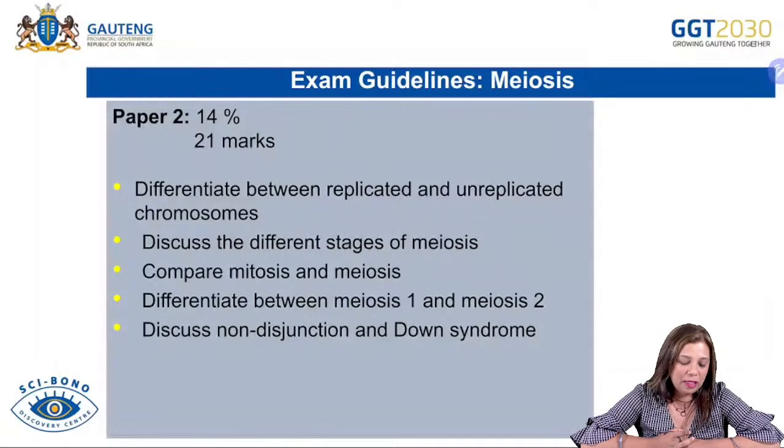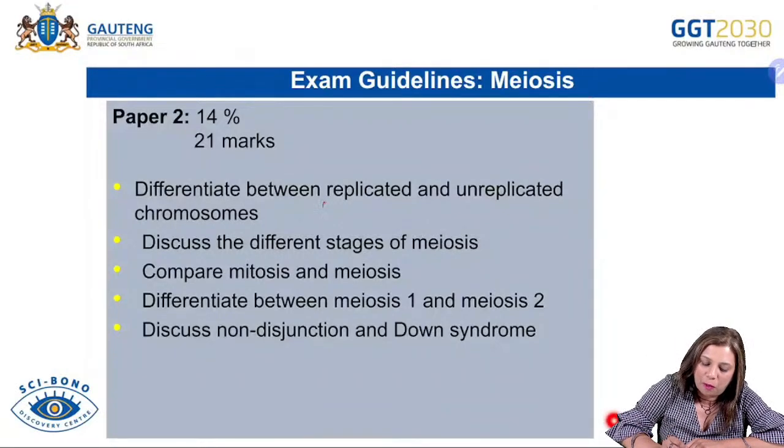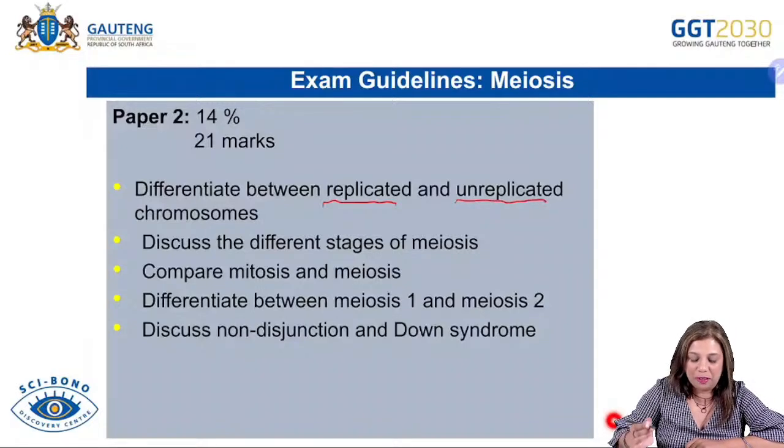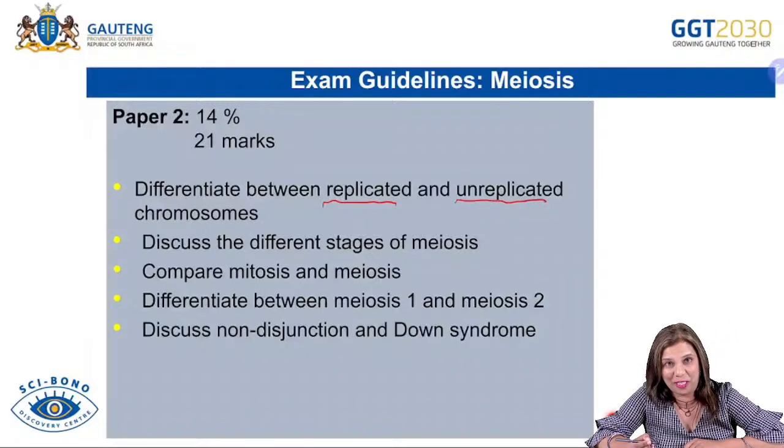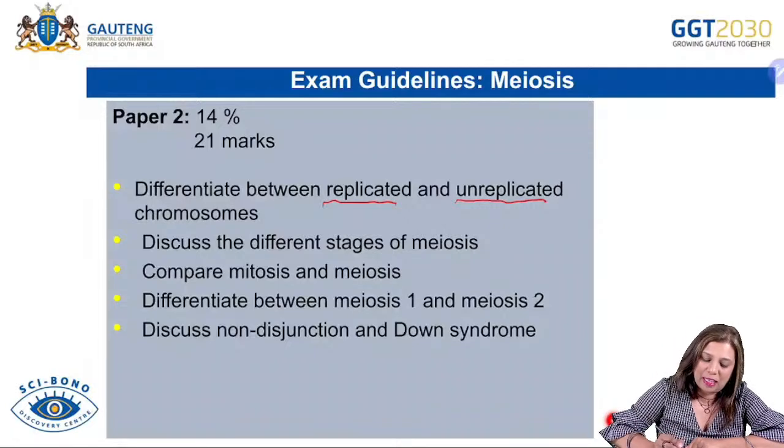So let's go through the list very quickly. You need to differentiate between replicated and unreplicated chromosomes. This is where terminology comes into play. All those terminology tests that your grade 12 life science educator has been giving you are very important, okay? Because life science is made up of its very own language, and we need to use this terminology in the exam. The next point is discuss the different stages of meiosis.